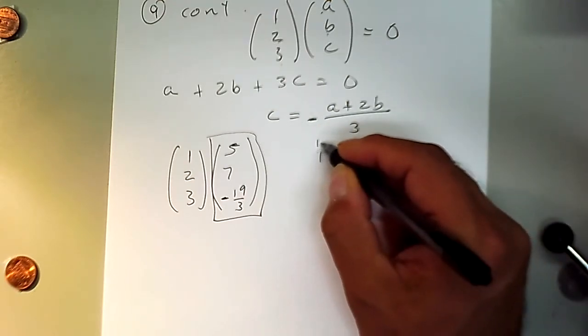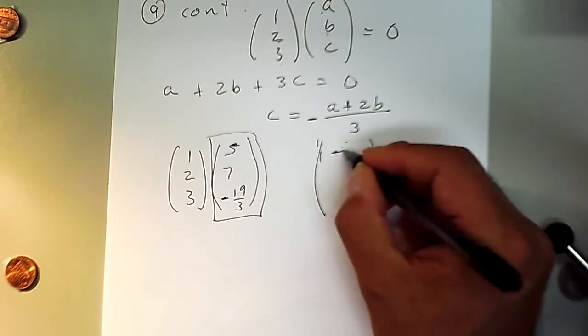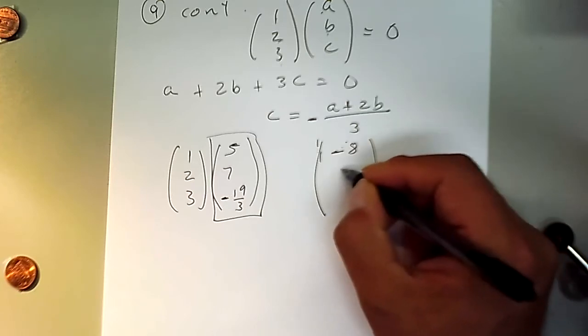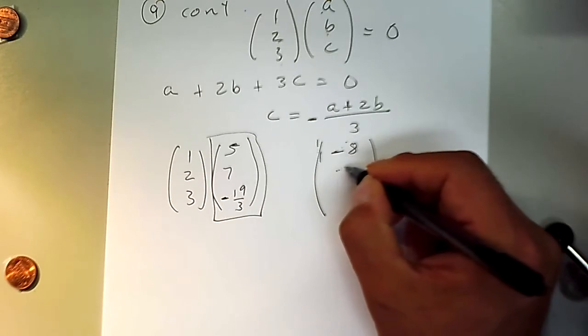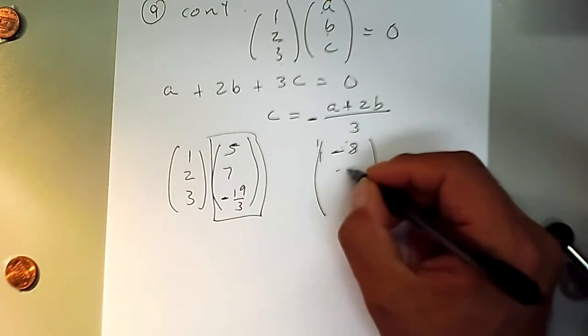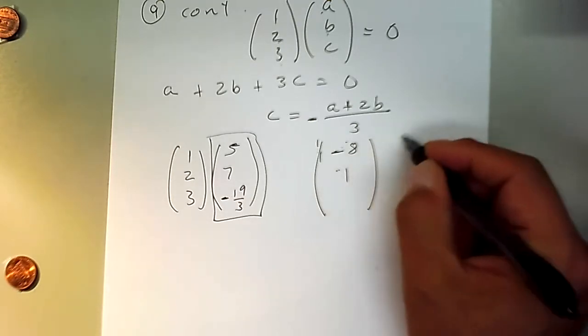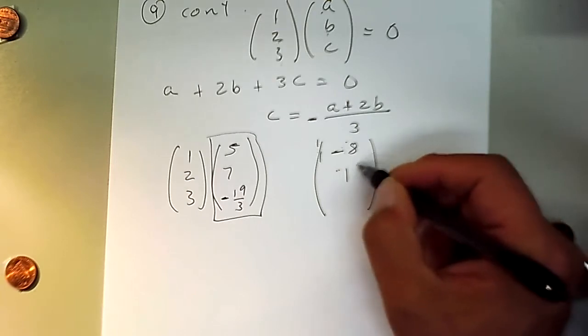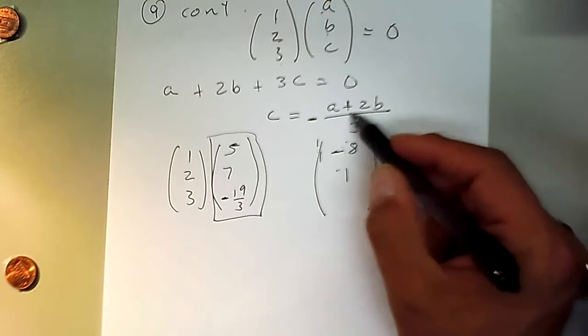Say you pick a random number, -8 and positive. Boy, this is when I need students to tell me random numbers. 1. There we go. -8, 1. Can we come up with this third coordinate? And the answer is absolutely yes.